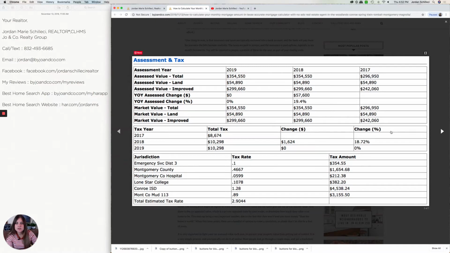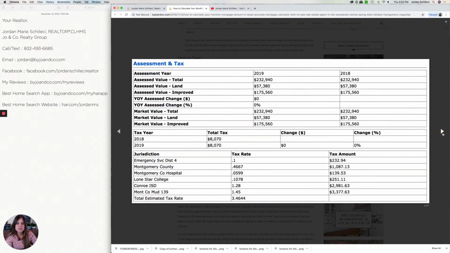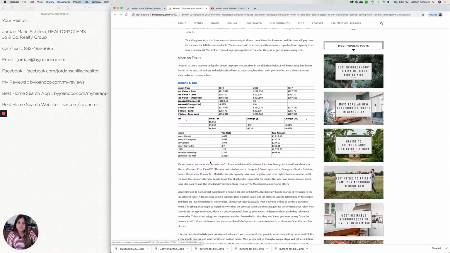tax rate. So here's another home in Montgomery County, but not in the Woodlands, and you're a little bit higher. So this is new construction at 2.9, and this is actually Foster's Ridge at 3.4. So you can see the different tax rates and how they break down and how they kind of contribute to a monthly payment. So I'm going to go ahead and read this.